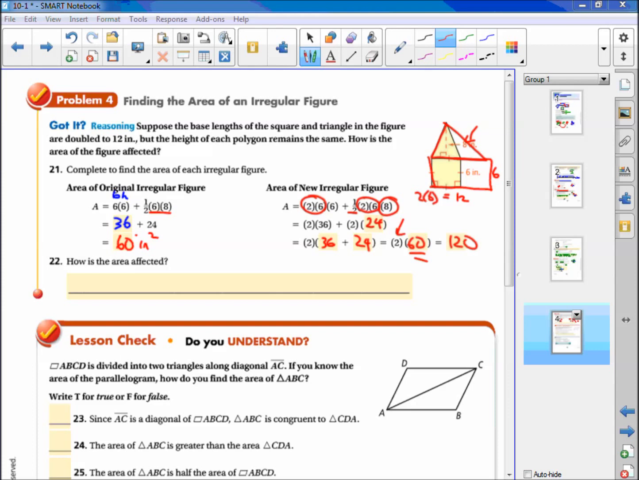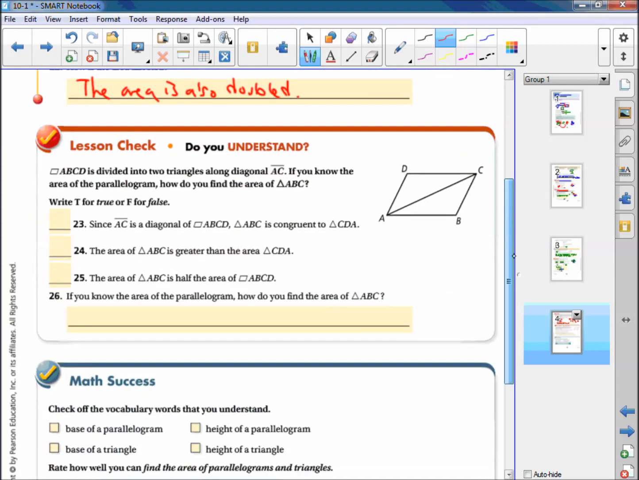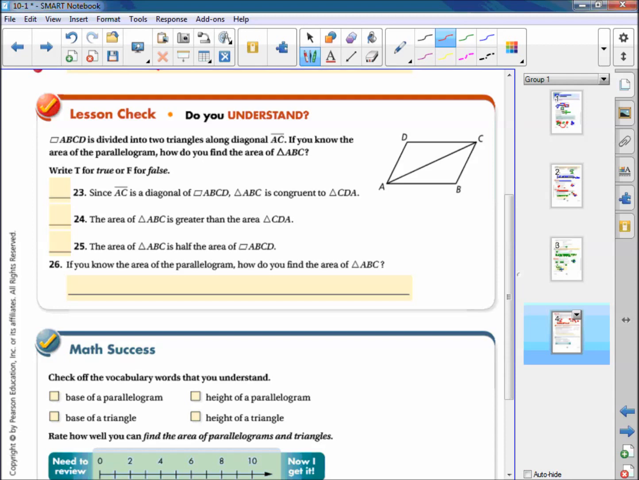So how is the area affected? The area is also doubled. If you only double one dimension, the area will only be doubled also. If you double both dimensions, something else happens that we'll learn about as we go further on. Okay? All right, so our lesson check. As always, pause the video, come back, check it over once you're done.